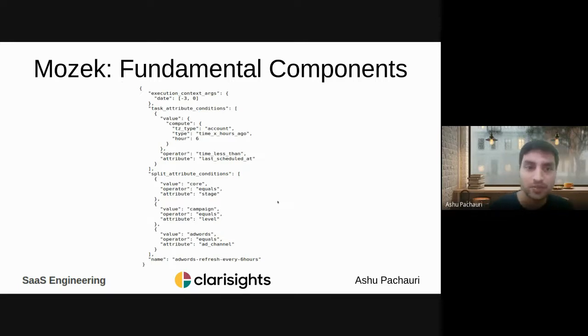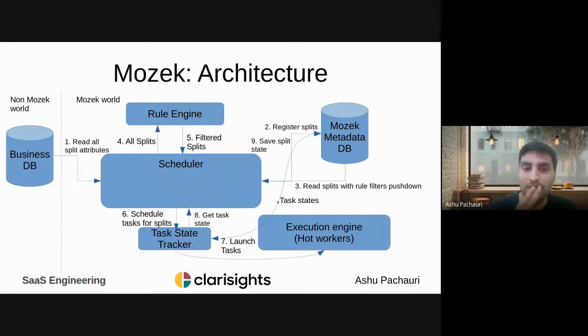Okay. So this is a very simplified representation of the architecture, but I'll go through the steps very quickly just to make sure it is clear what is happening. So we have a business database. This is outside Mozek, obviously. This is something that's already there.